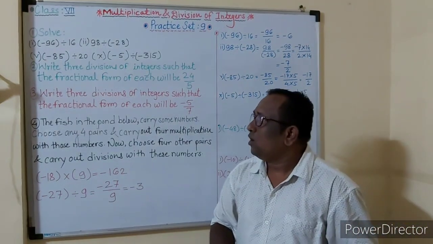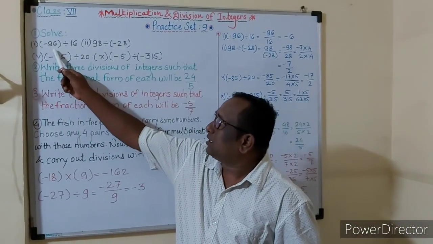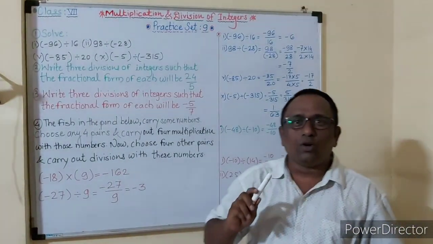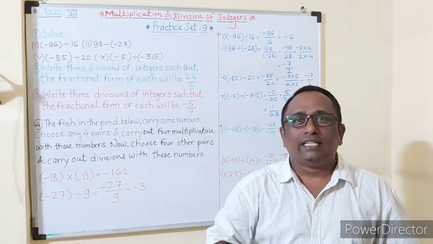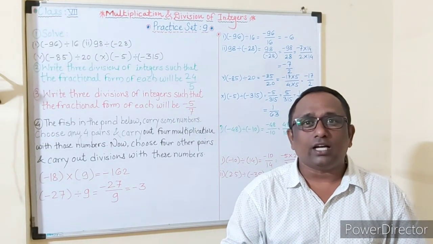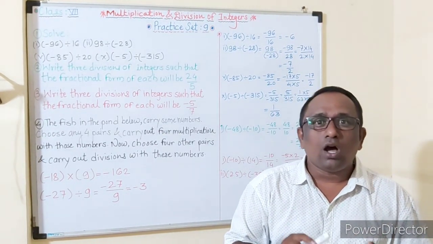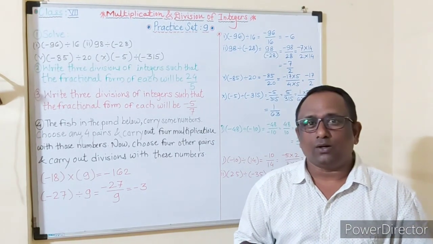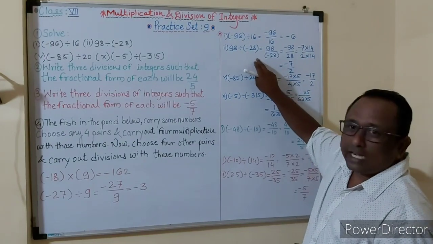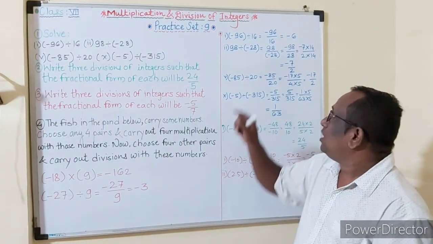Okay, let's start now. First question is solve. Here the first example is minus 96 divided by 16. So students, here there is one rule. When one integer is divided by another integer, it is customary to write the denominator of the quotient as a positive integer. So we have to apply this rule in the second example. Actually, here the denominator is negative, so we have to write the denominator positive.